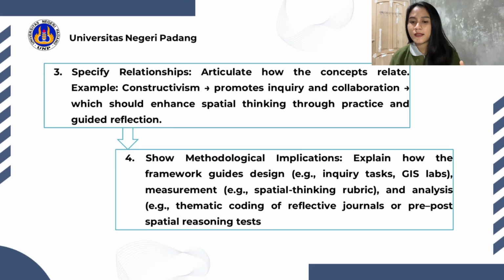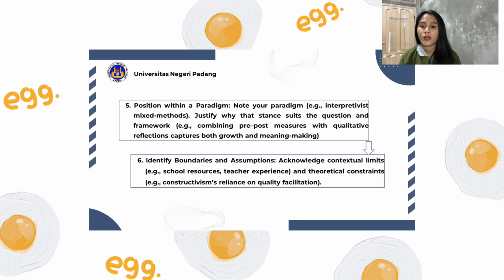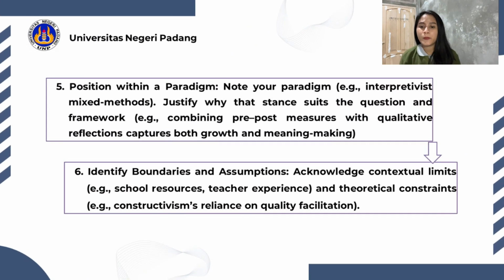3. Specify relationships. Articulate how the concepts relate. Example, constructivism promotes inquiry and collaboration, which should enhance spatial thinking through practice and guided reflection. 4. Show methodological implications. Explain how the framework guides design. Example, inquiry tasks, GIS labs, measurement with a spatial thinking rubric, and analysis through thematic coding of reflective journals or pre-post spatial reasoning tests.